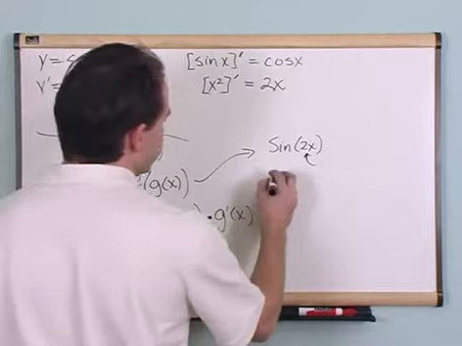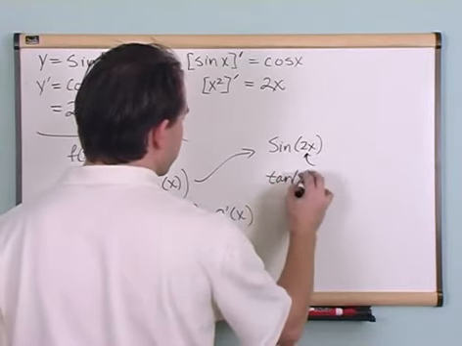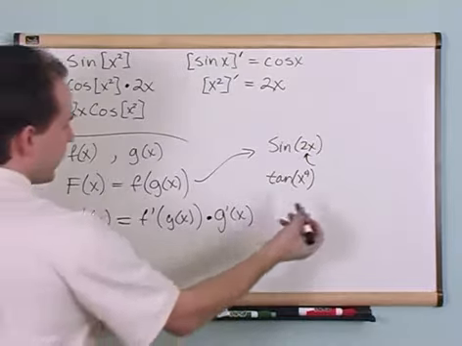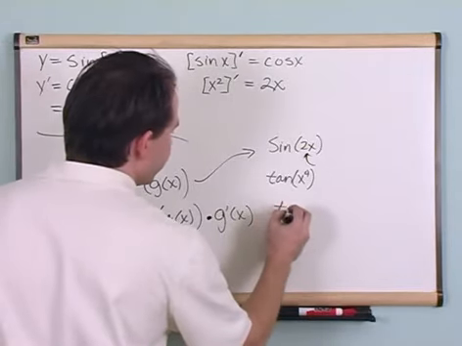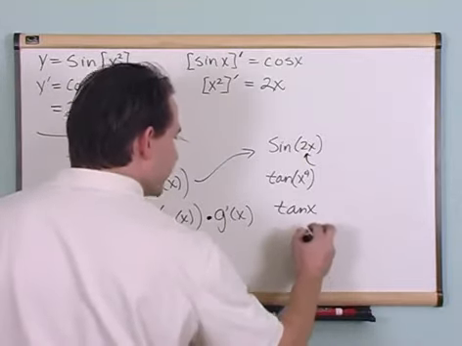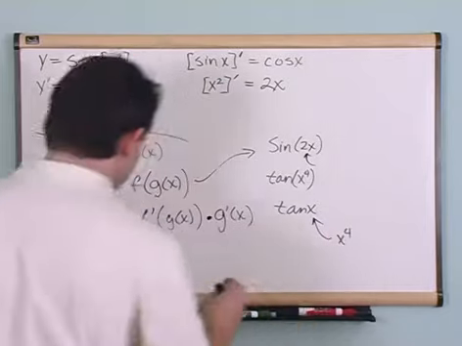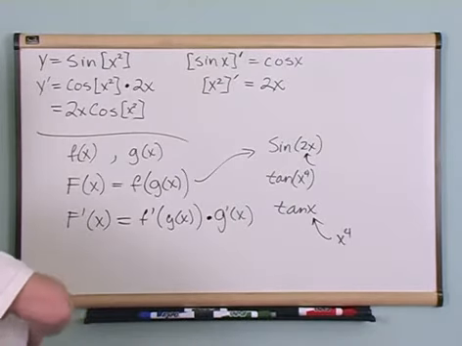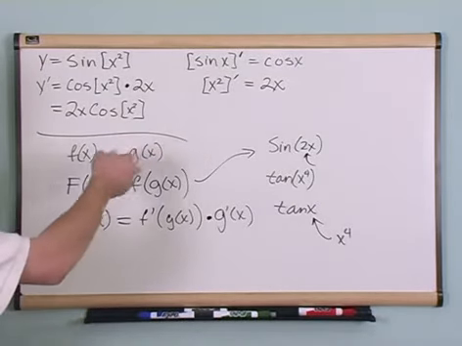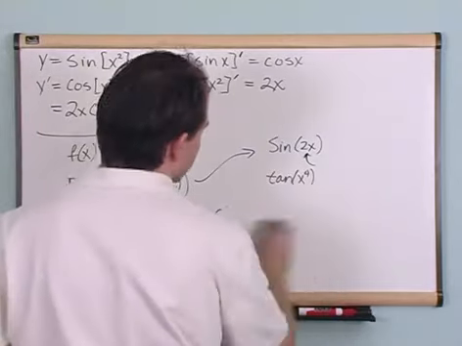What if you had tangent of x to the 4th power, all inside of there? Well, that's kind of a nested function. Your big picture function is going to be the tangent of x, and then your function that you're kind of sneaking in, your g of x that goes inside there, is x to the 4th. So anytime you see a function that looks familiar, but it's modified a little bit, then you're going to have to use the chain rule.